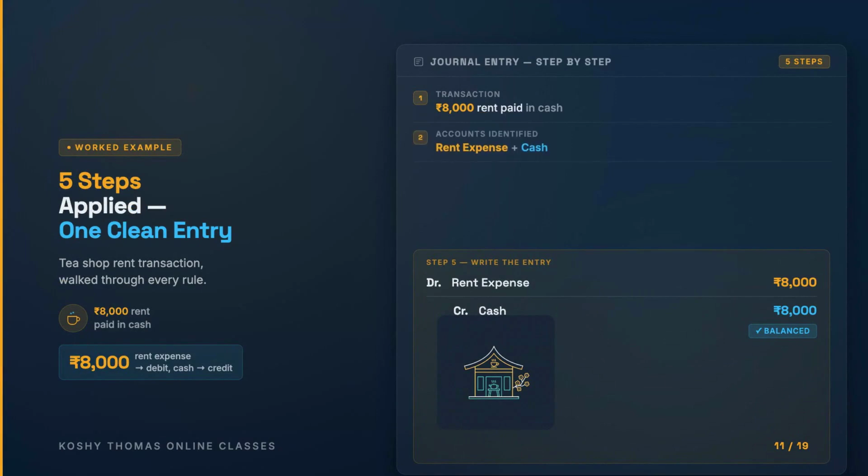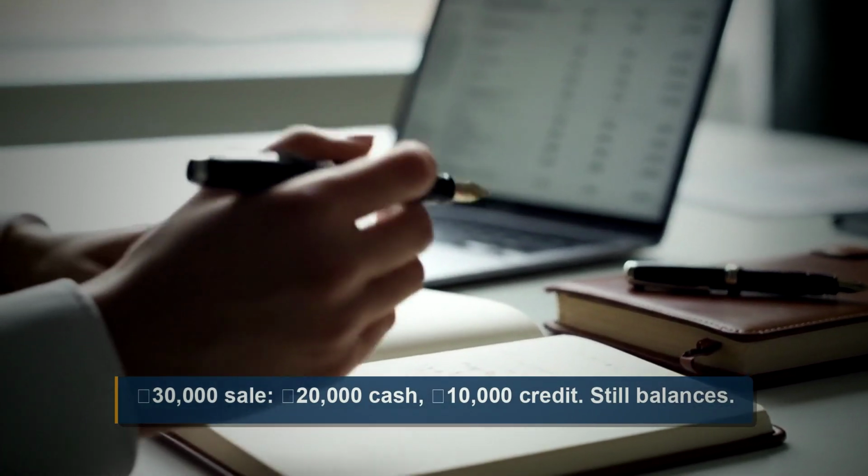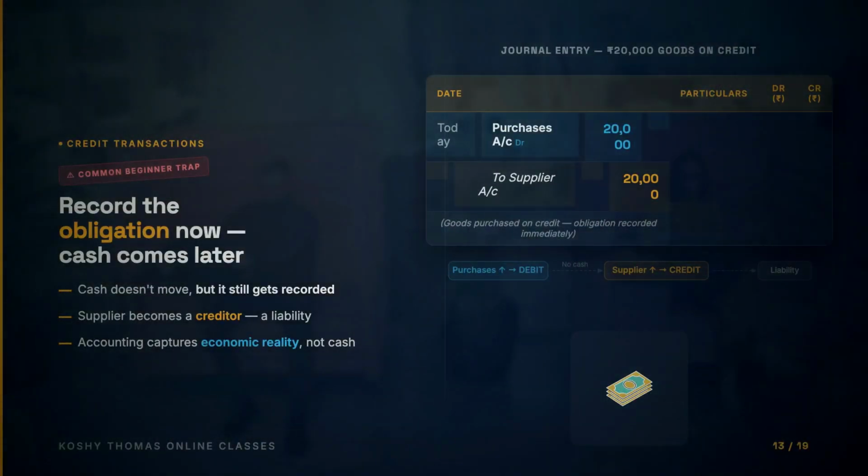Picture a small tea shop. The owner pays 8,000 Indian rupees rent in cash for the month. Step 1. Cash payment for rent. Step 2. Rent expense and cash. Step 3. Rent is an expense, cash is an asset. Step 4. Expense going up, debit it. Cash going down, credit it. Step 5. Entry written. Clean, fast, correct.